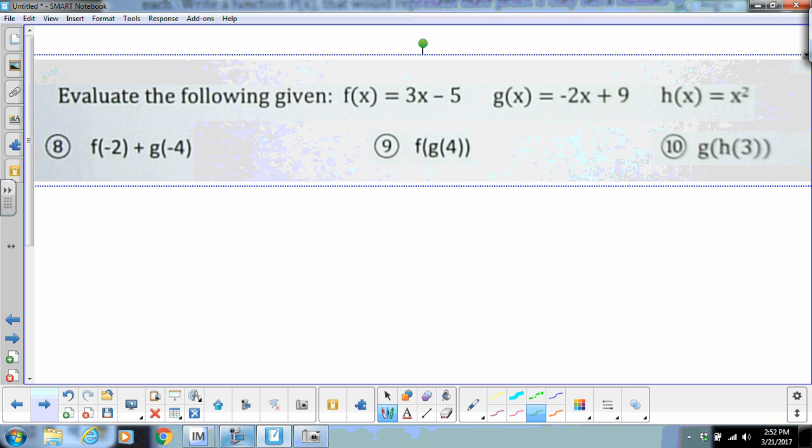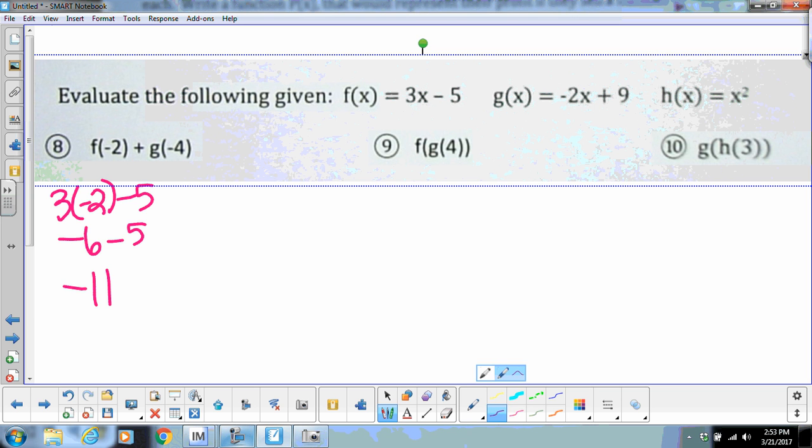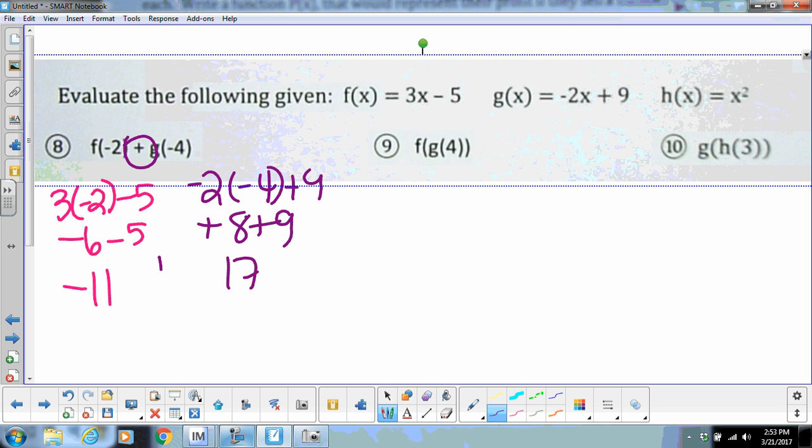Okay, and then I'm going to jump down to the bottom here. I'm going to work through 8, 9, and 10 with you. Okay, and these are our functions that we worked on earlier in the week. So we'll start with, f of x is 3x minus 5, so that's going to be 3 times -2 minus 5, which is -11. G of -4 means -2 times -4 plus 9, which is 17. And we are adding these, making my answer 6.